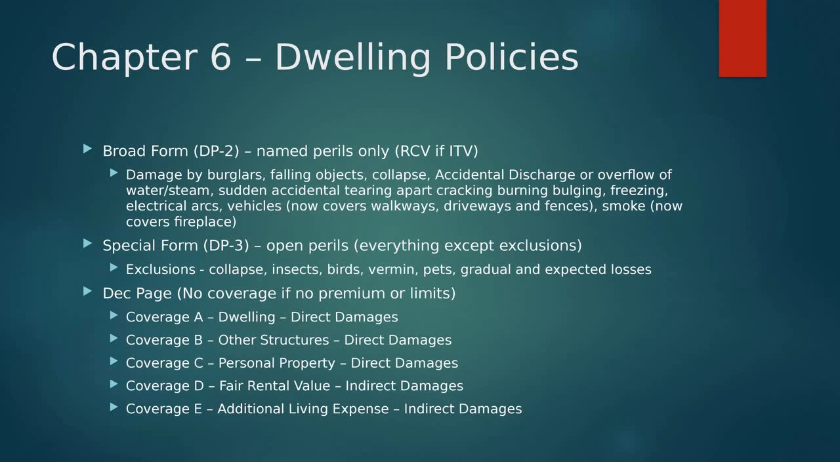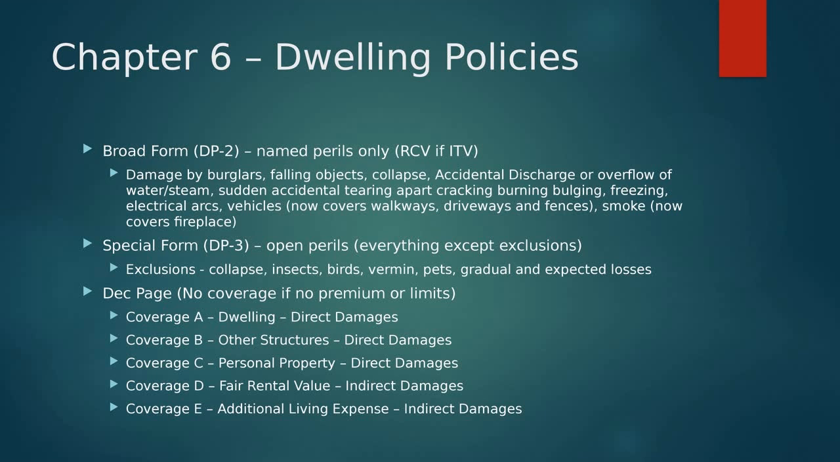Artificial electric current arcs, so basically artificial lightning, it happens. That's going to be covered here under a DP2. And then you do get upgraded vehicle and smoke coverage here on DP2. So vehicles now will cover the damage to walkways, driveways, and fences driven by somebody other than an insured. And smoke from fireplaces are now covered under a DP2.